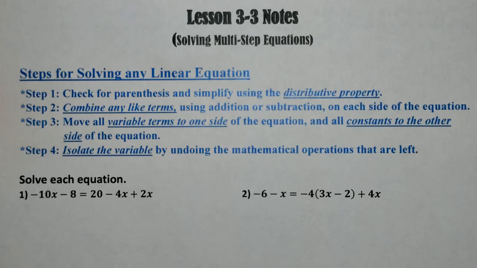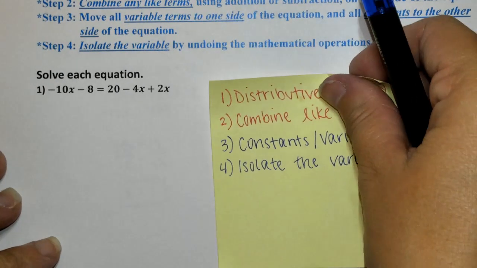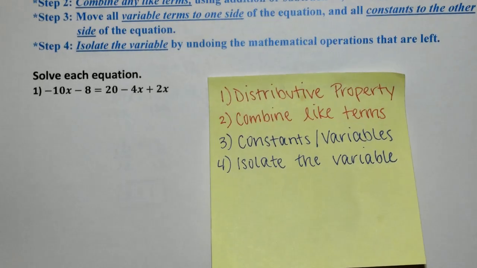Step 3, move all variable terms to one side of the equation and all constants to the other side of the equation. And Step 4, isolate the variable by undoing the mathematical operations that are left. All right, number 1 says solve each equation. I'm going to move my shorthand notes here and zoom in a bit.